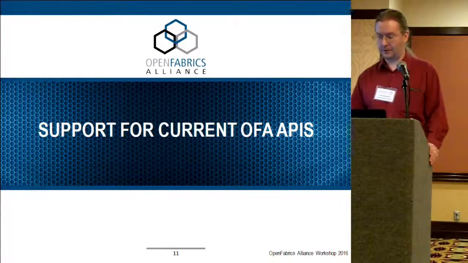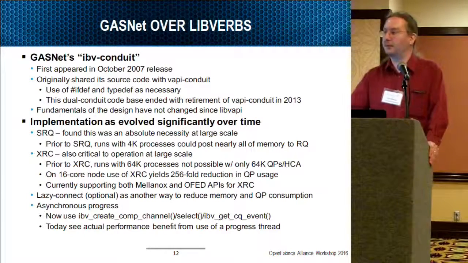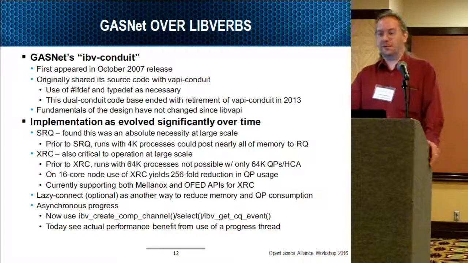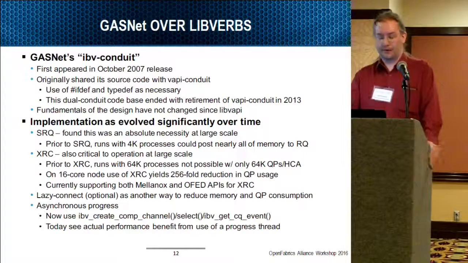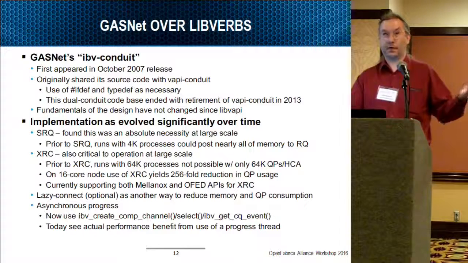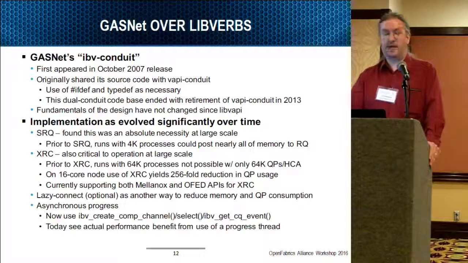What's the new story? So there are 2 libraries to talk about at this point. We've got the libverbs and the libfabric. Let's start with the verbs. So this is known as IBV conduit, for the prefix in the library, and it first appeared in October 2007. For its first, whatever that came to, 6 years, there was a single source base shared by the VAPI and IBV conduits, with ifdef and typedef to hide the differences where they were necessary to make distinctions.